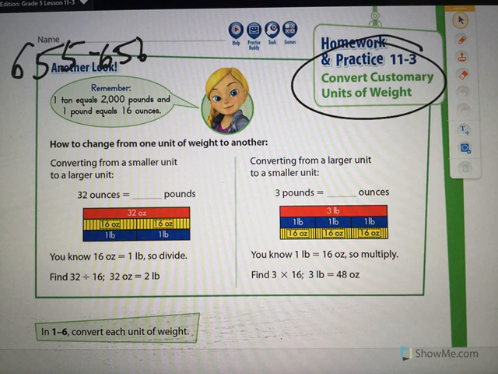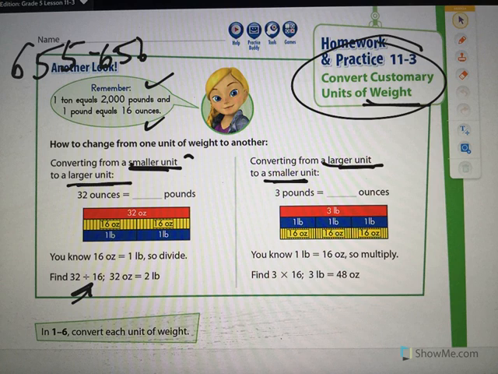Okay, so let's just review. Today we're doing weight, and as you know, from your chart and from your book, 1 ton equals 2,000 pounds, 1 pound equals 16 ounces, and again, your book has all the measurements, so you could go back and take a look at that. All right, remember, when we convert from small to large, we divide. It's like a horse, right? And from large to small, we multiply.